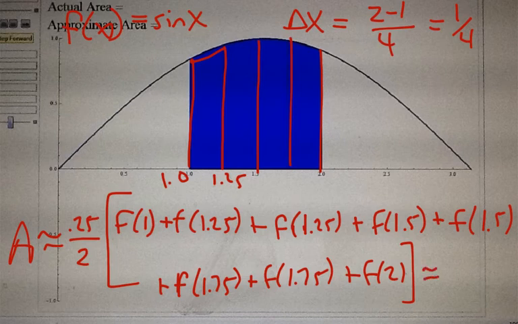If you do this, let me get an approximation for us from my computer. Using 4, you should get 0.9155. I'm sorry, 0.9515.